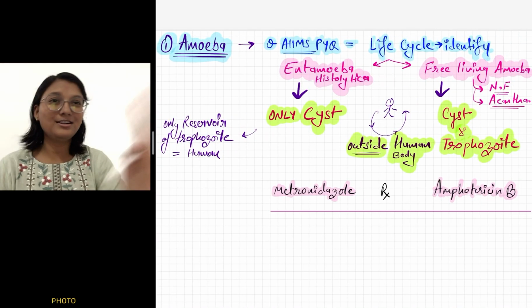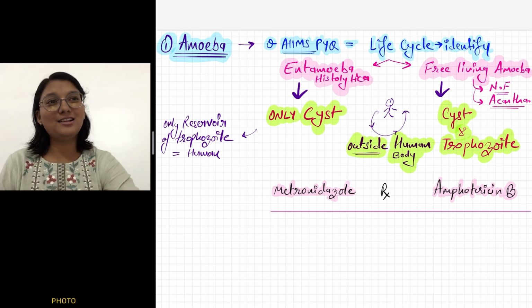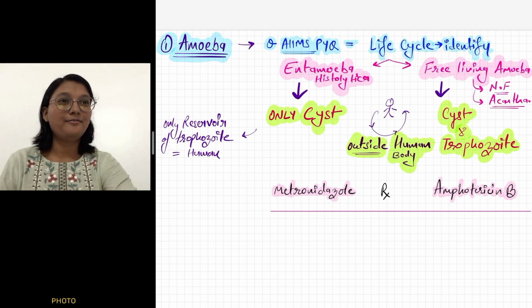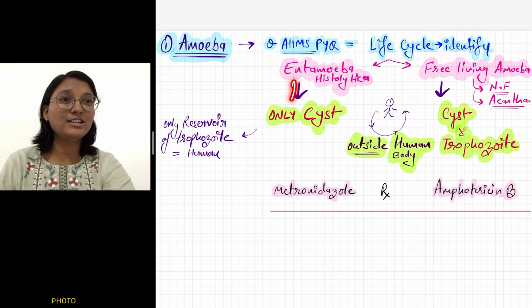So without wasting time, starting with amoeba. Okay, so previous year questions of AIIMS, they asked the life cycle identification, whether it is Entamoeba histolytica or the free living amoeba. You see what is there outside the human body. Okay, if it is only cyst, then it is Entamoeba histolytica.